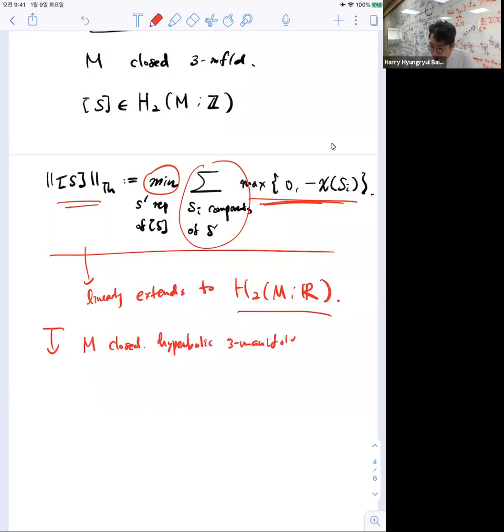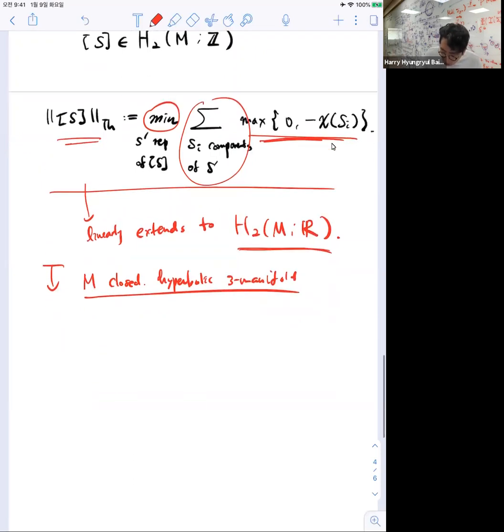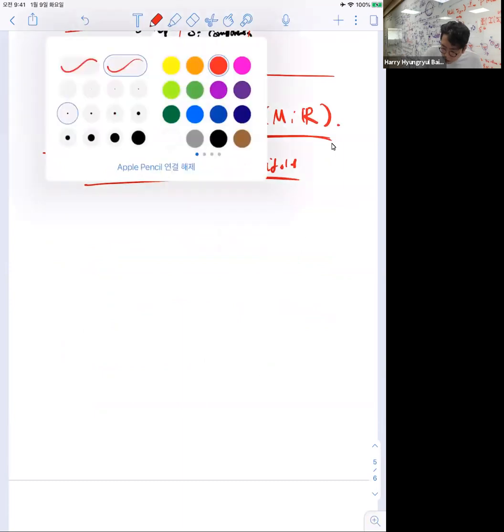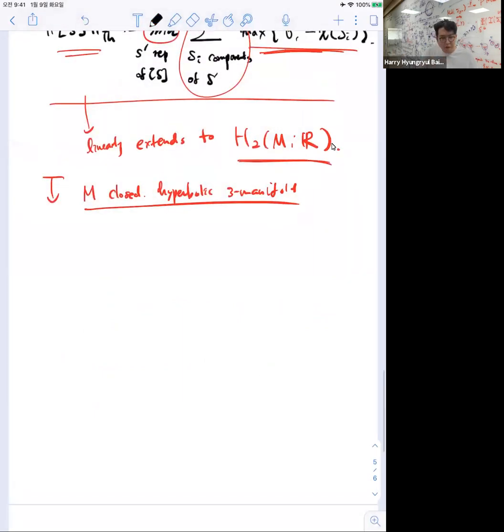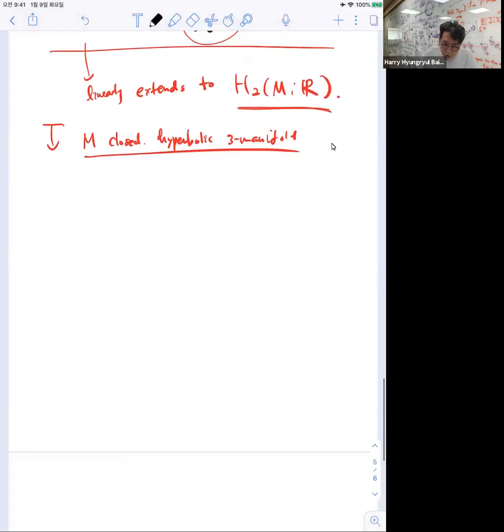And in this case, we can assure that this is actually a norm. So this gives you a norm on the second homology of the 3-manifold with real coefficients. And what people usually call the Thurston norm is its dual norm on the first cohomology of the 3-manifold, using Poincare duality. Thurston defined this to develop the notion of fibered faces and fibered cones. So let me briefly introduce what they are.